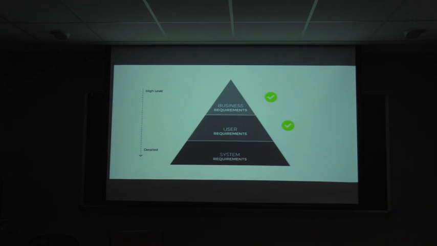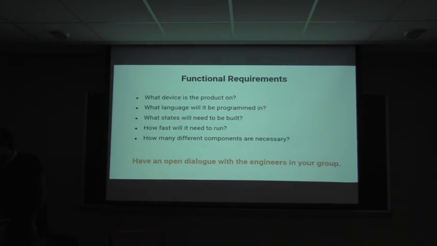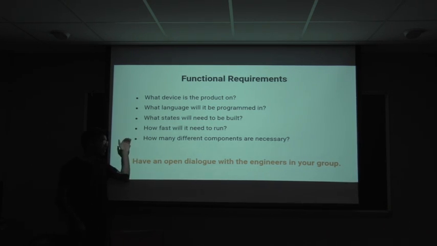Awesome. Okay, so this last one is the system requirements. This is when you're narrowing it down even further. If you see, it goes from high level to detailed. So now you're going to be thinking about things like what device is the product going to be on, what language will it be programmed in, what states will need to be built, how fast is it going to run, how many different components are necessary. So a lot of these are what you would call functional requirements. So it's what you need to really build the product and get it done.